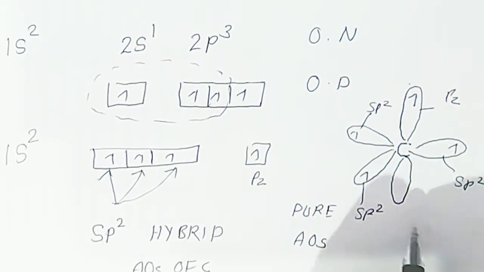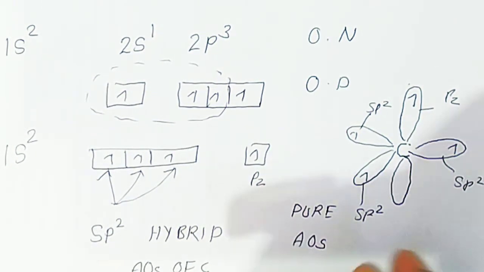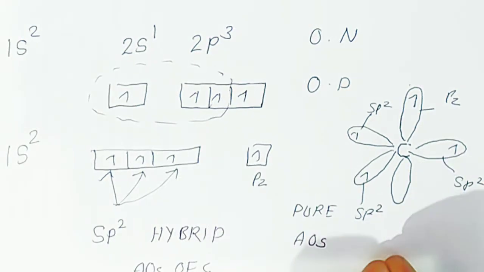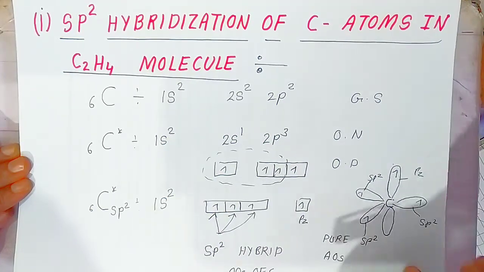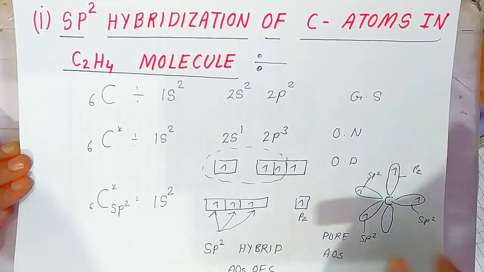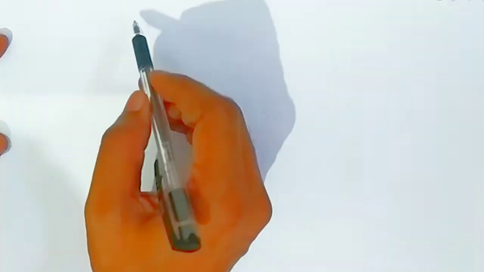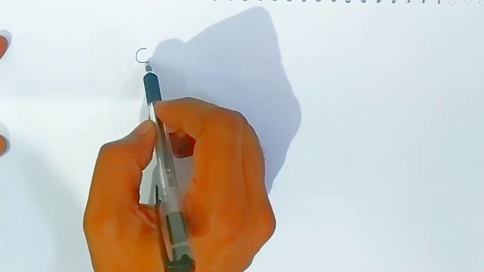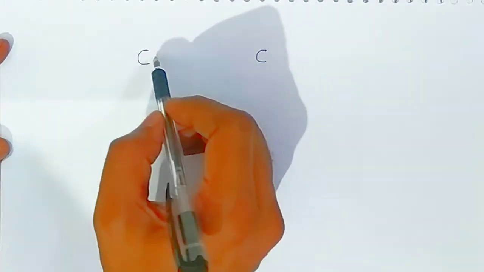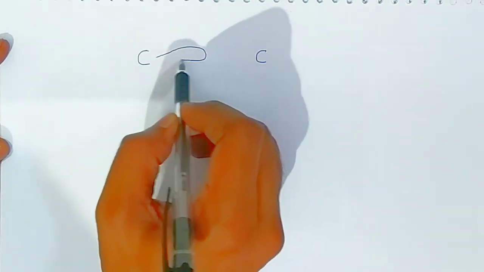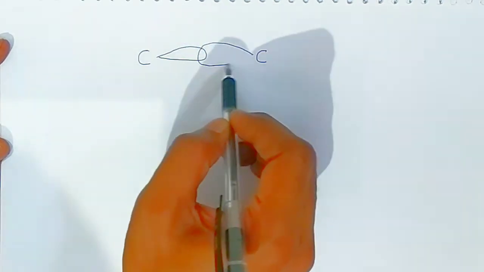Now what happens, students, when the 4 hydrogens approach? Because your ethene is made up of 2 carbons, first we will draw the structure of carbon combining with the sp2 hybridization. In ethene you have two carbons, so their sp2 hybrid orbitals will overlap like this.